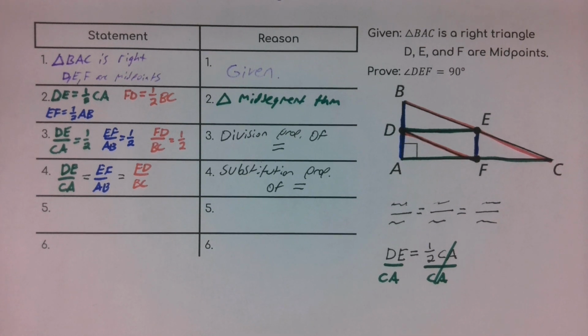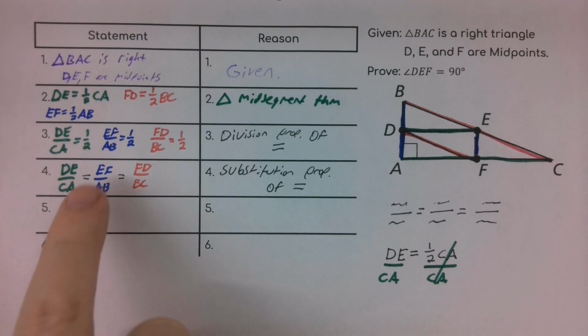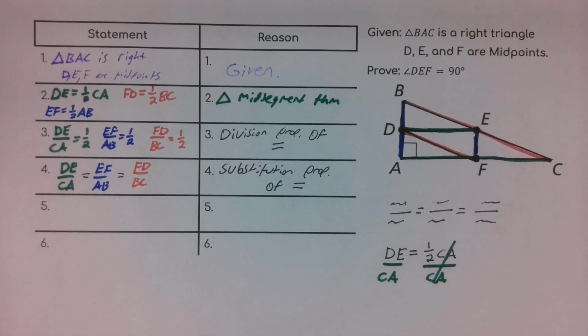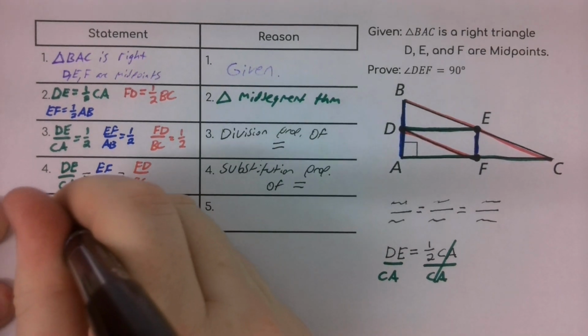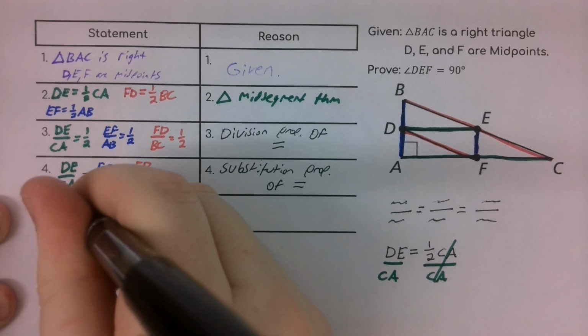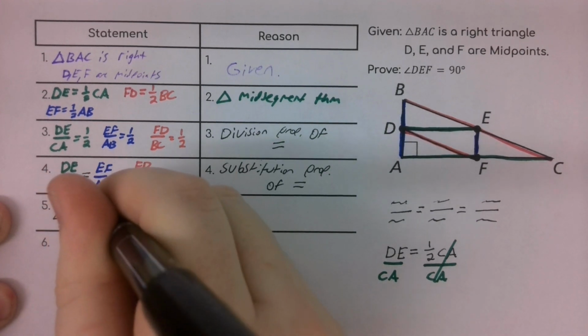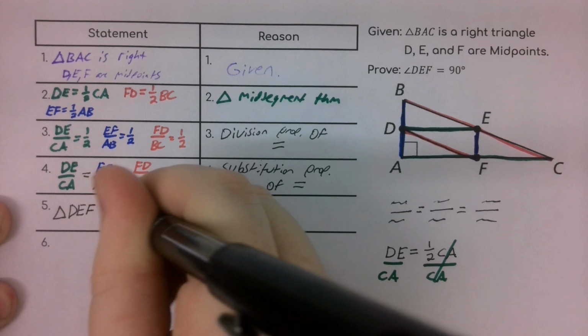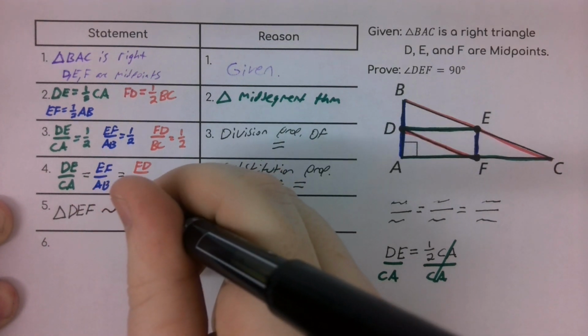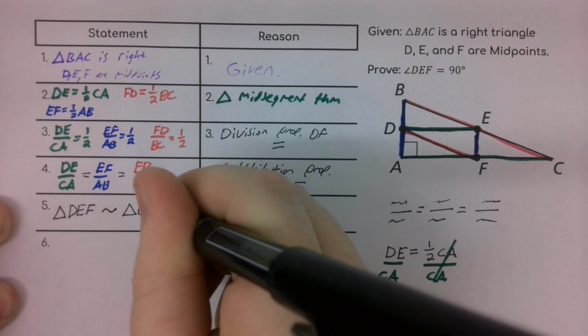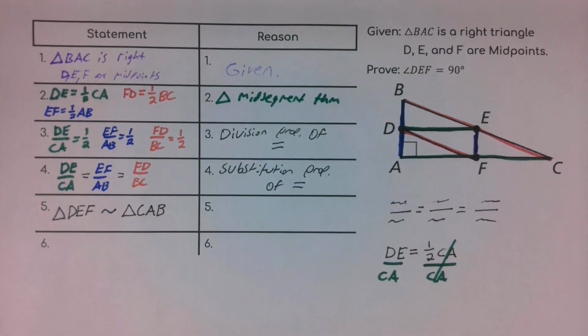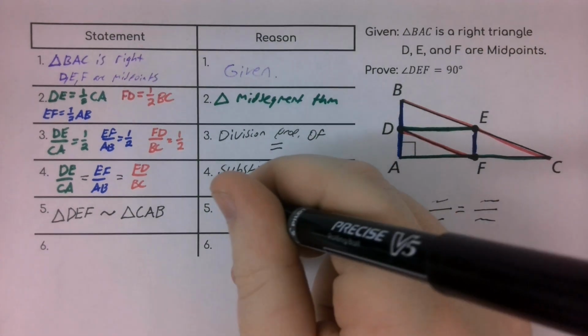The good news is this. This means that all of our sides are proportional. If the sides of our two triangles are proportional, they must be similar. What theorem says that if all sides of your triangles are proportional, the triangles are similar? Well, that is just the side-side-side similarity theorem.